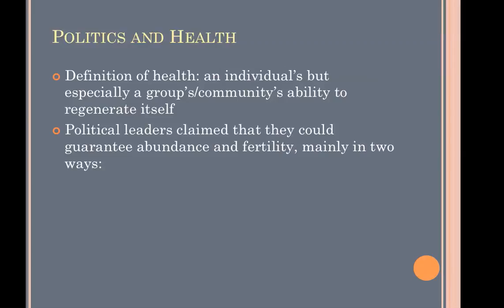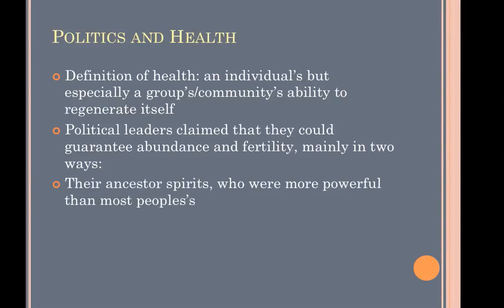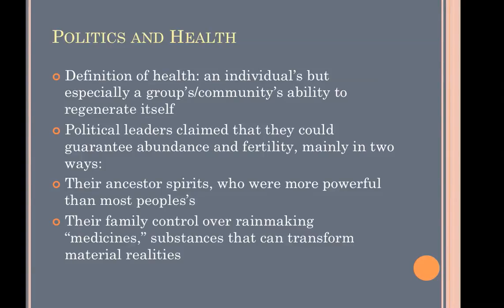Political leaders claimed that they could guarantee this by providing abundance, by providing fertility, and we see this in many, many different African societies. They claimed this because they would say, in my family, our ancestors are powerful, and they're more powerful than yours. And the other way that they could claim it would be to say that their family controls what were known as rain-making medicines to produce rain at times when people would need it.